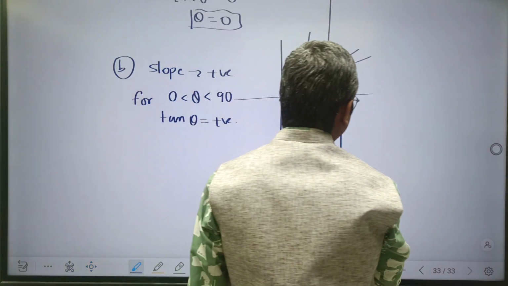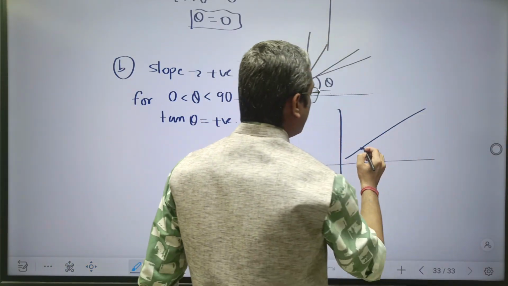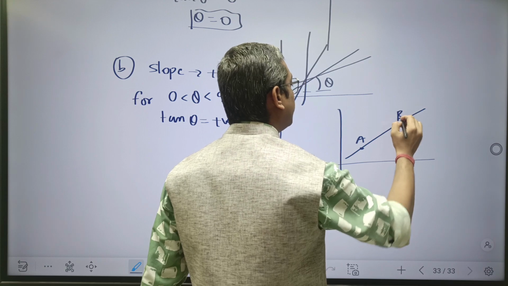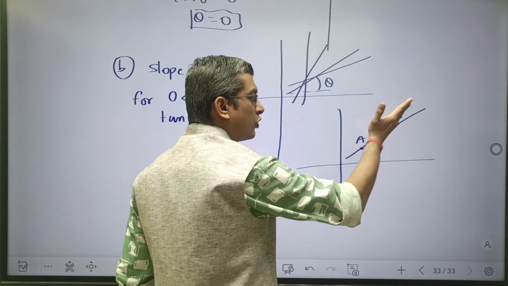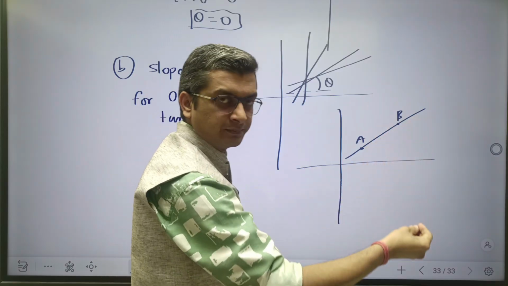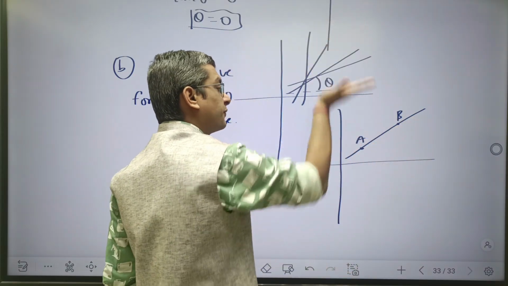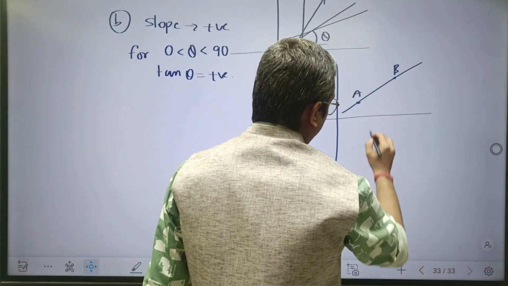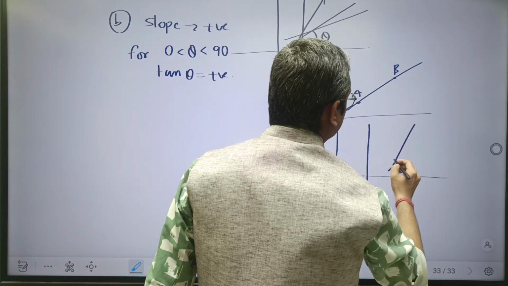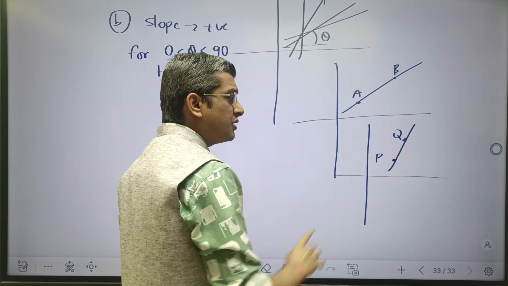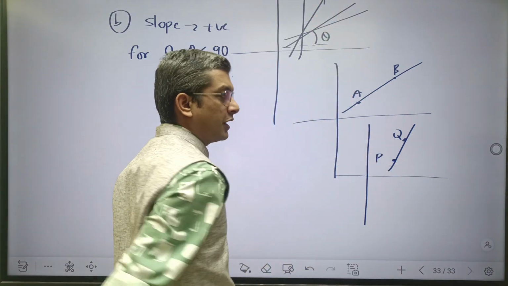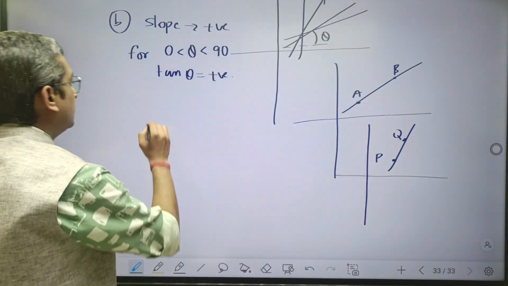I can draw many lines here. Suppose in this line, when you move from point A to point B, its slope is positive because there is a vertical shift towards upside, isn't it? I can draw many lines. For example, if you move from P to Q, there is a vertical shift in upward direction. So this is positive slope.